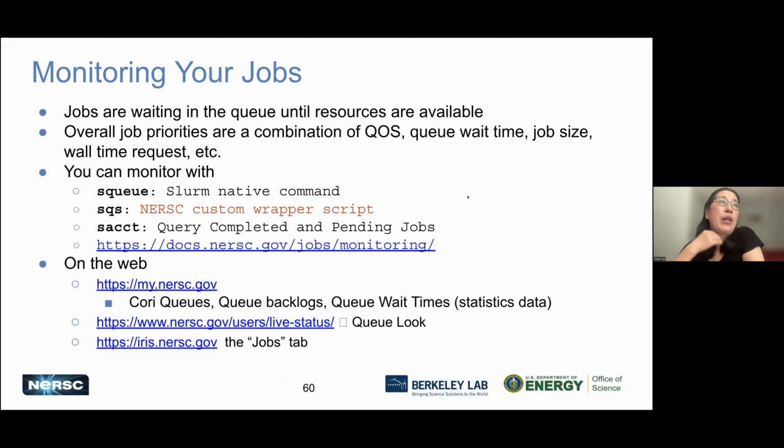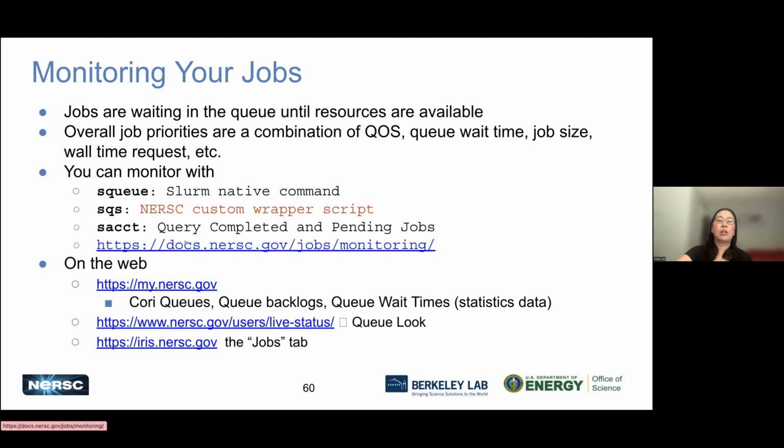Monitoring. So I mentioned sbatch, you submit a job, you don't know when this job is finished, but we have a few commands you can use. squeue is a Slurm native command, and we also have sqs, which is a NERSC custom wrapper script. Without typing anything, it gives you your jobs in the queue. If you add -a, it gives you every user's jobs in the queue, and you can have other flags like -t r, which gives you all running jobs, for example. And there's also sacct, to query the completed and pending jobs in the Slurm jobs database.